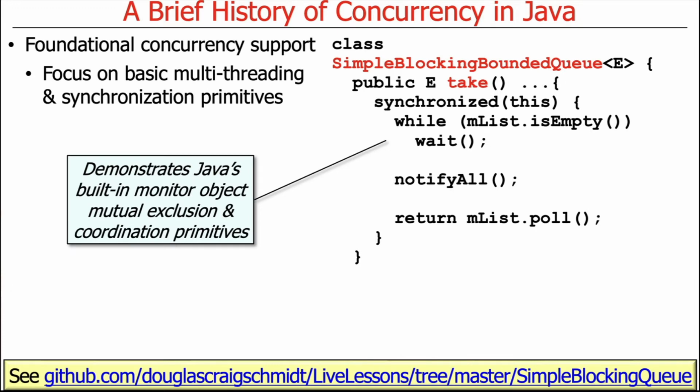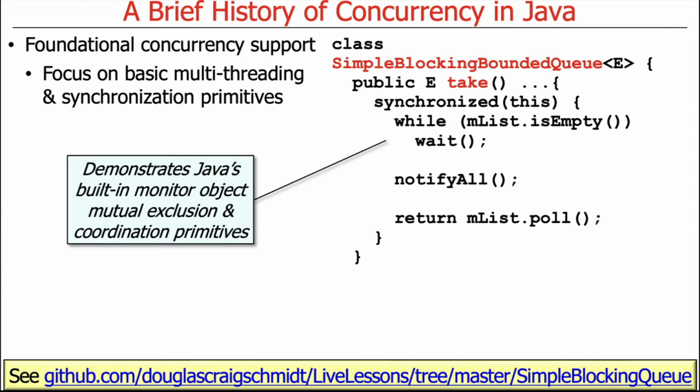The other capability that Java had right from the start were very basic synchronization primitives, in particular something called a built-in monitor object. And again, this goes beyond really the scope of this course, but a monitor object is a pattern that enables multiple threads to take turns accessing the shared data within a critical section, and also allows threads to coordinate their interactions by either notifying or waiting for things to happen.